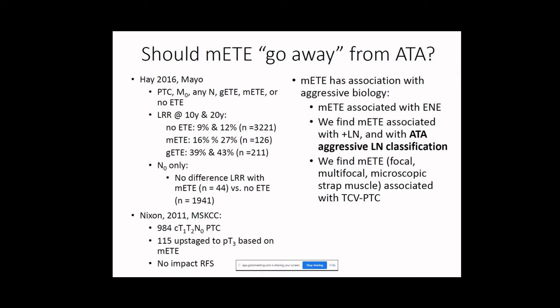So now when they look in the subgroup of M0 PTC with any N, and they looked at the impact of gross versus microscopic versus no ETE, the local regional recurrence rates at 10 and 20 years. If you look at microscopic ETE local regional recurrence rates, it really is in between no ETE and gross ETE.